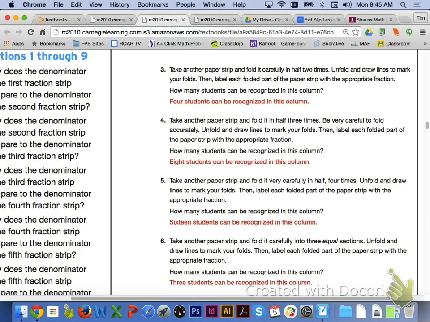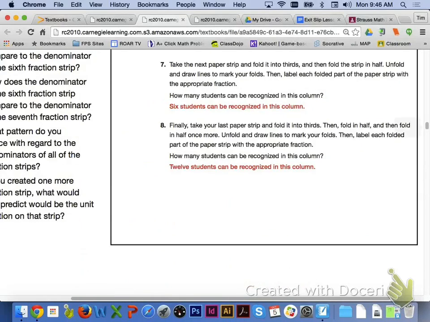If we take a look at page 131, back on the previous page, number 1, we had our strip that was representing one whole. Number 2, our strip was representing halves. For number 3, we have the strip that you made representing fourths. For number 4, you should have it divided into eighths. For number 5, sixteenths. And for number 6, you should have it broken up into thirds. For number 7, you should have it broken up into sixths, and for number 8, you should have it broken up into twelfths.